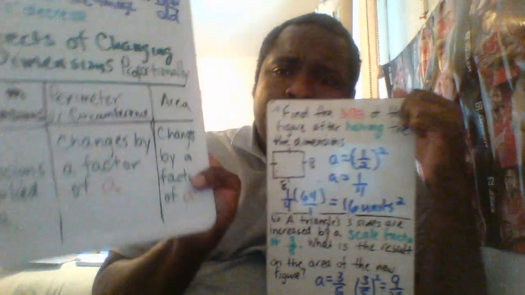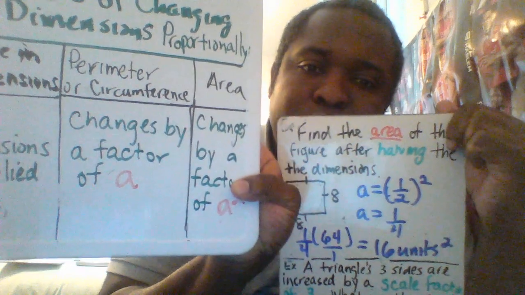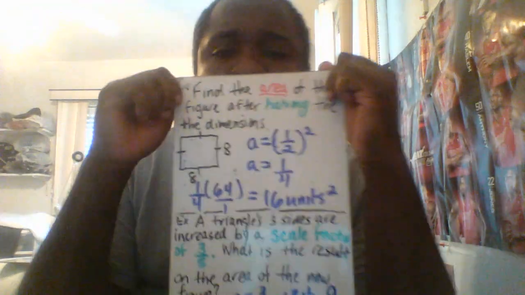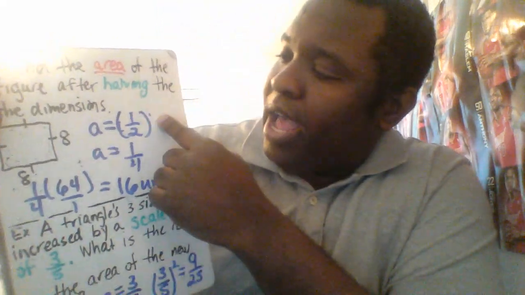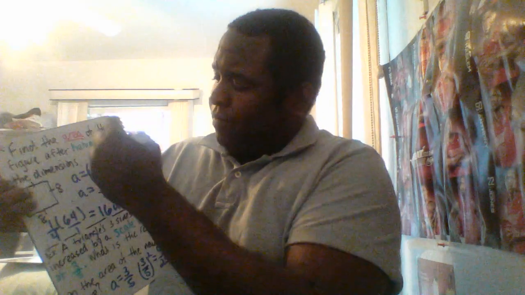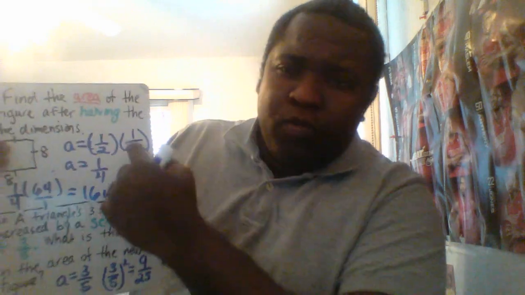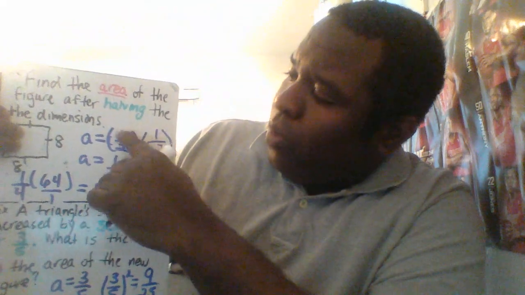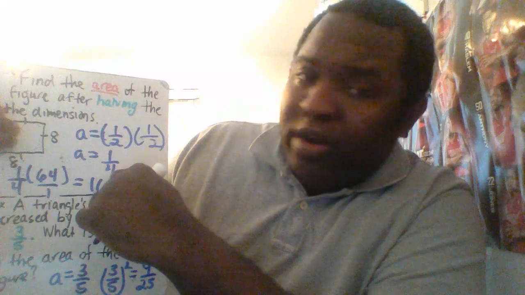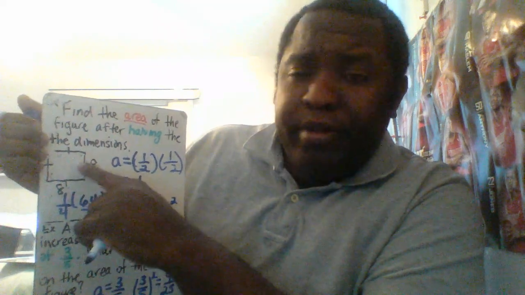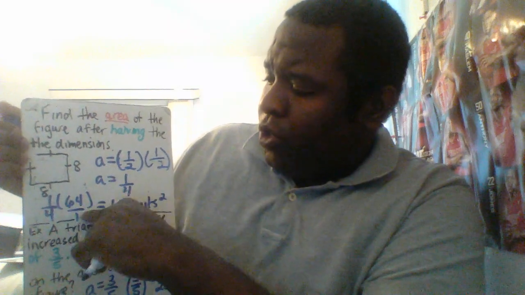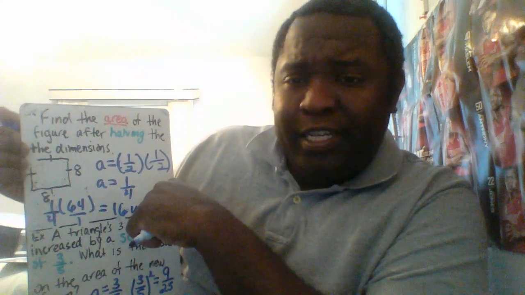So if we go back to our other slide, for area, we have to do a squared. Okay, so a squared. So what does that mean? 1/2 squared, what does that mean? That's saying 1/2 times 1/2. Okay? Well, when you multiply fractions, you multiply across. 1 times 1 is 1, and 2 times 2 is 4. So basically, what does this mean? This means that this is 1/4 of the old area, which is 8 times 8, which is 64. So 1/4 of 64 is what? 16 units.